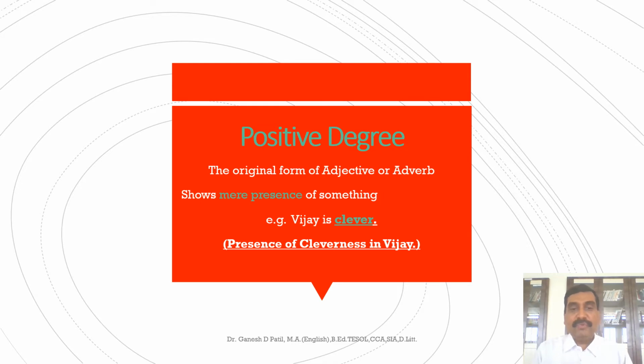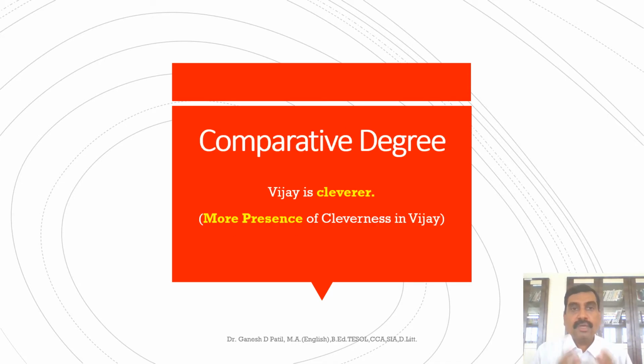For example, Vijay is clever. So cleverness is present in Vijay. Mere presence is shown by positive degree. In comparative degree, the higher presence of something is shown. If we change the adjective to comparative degree, it shows higher presence, higher level of presence of something. For example, Vijay is cleverer. Here the presence of cleverness is higher. The level of cleverness is higher.